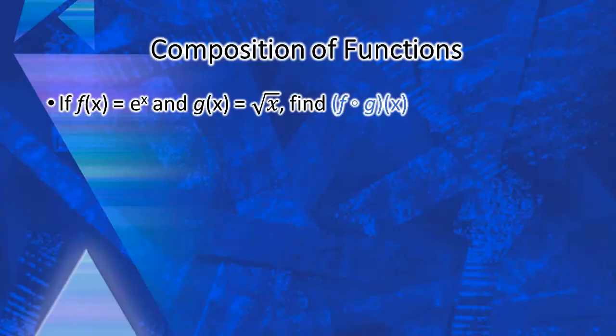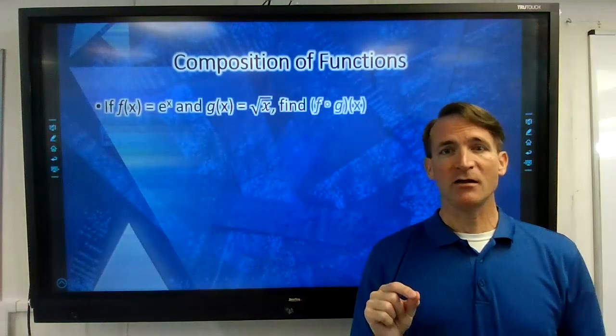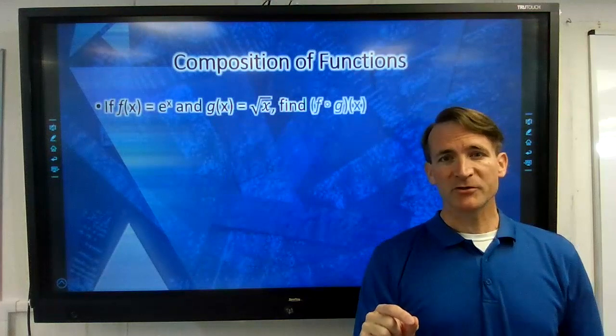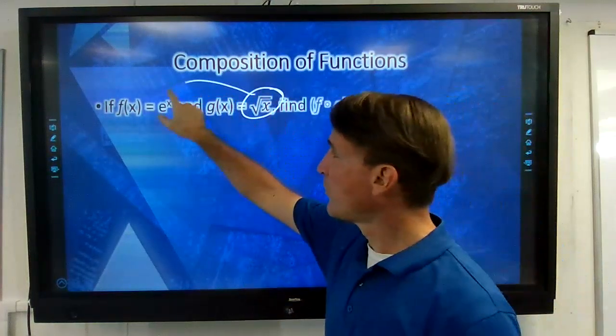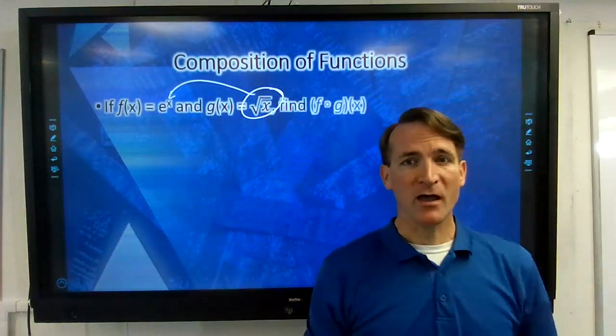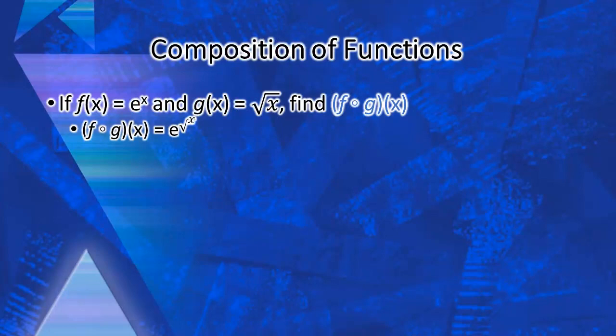Let's try a few other examples. Let's say that f of x is equal to e to the x and g of x is equal to the square root of x. I want to find f composed of g of x. So that means I need to take my g function and substitute in this particular case, the square root of x, for my x value on my f function. So that's going to give me e to the square root of x power.